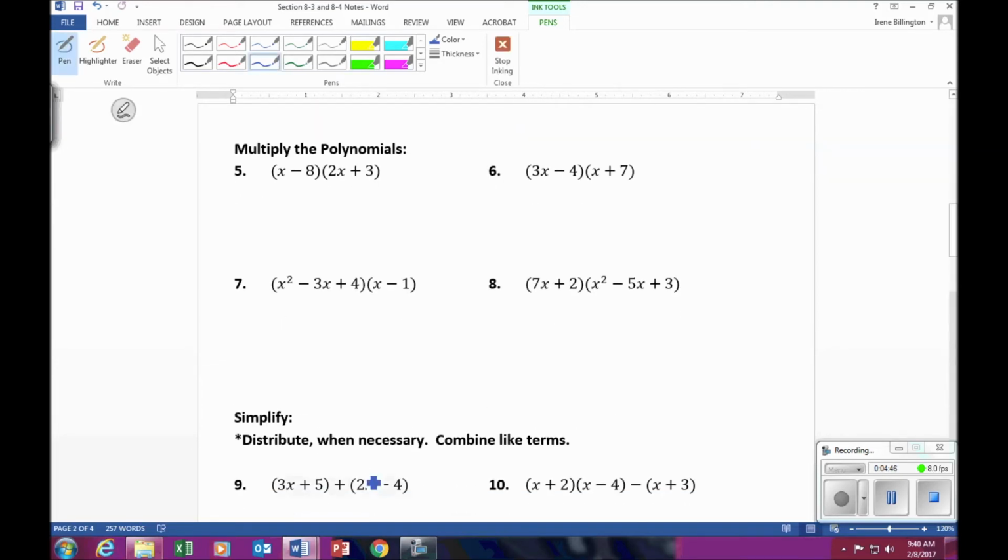I want to multiply these two binomials. So I start with my first. x times 2x is 2x squared. Okay, and then I take that first term and go to my outside term, x times 3, which would be plus 3x. Now I'll do negative 8 times 2x, which would be minus 16x, and negative 8 times 3, which is negative 24. Combine our like terms, which are my middle two terms here. I have 2x squared minus 13x minus 24.